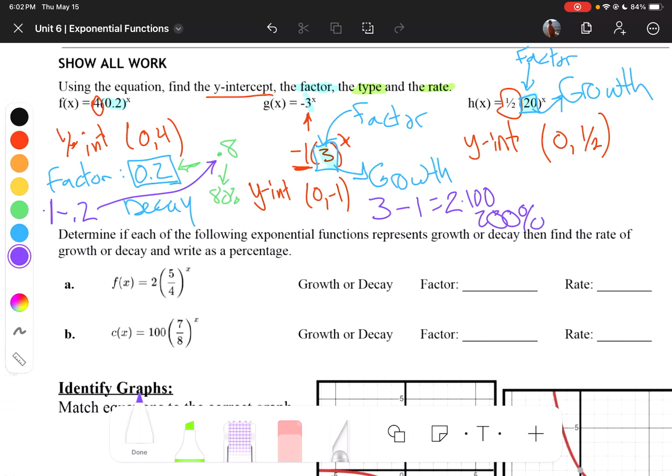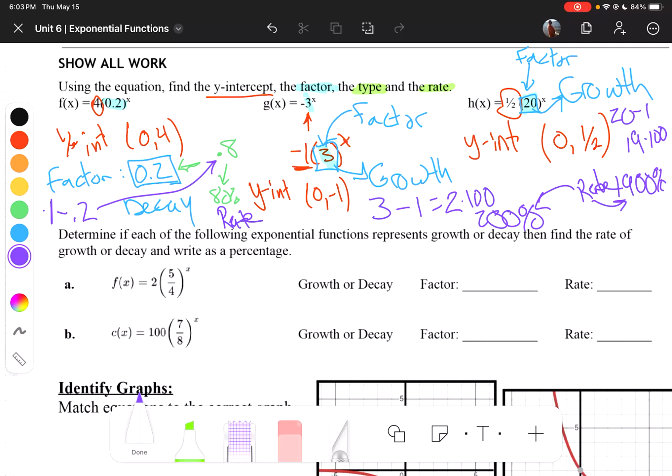Okay? Yes, it's possible to have 200% growth. Wait till you see this next one. Since this is over, I'm going to take the factor, subtract 1, and I'm going to get 19. I have to multiply that by 100, and I'm going to get 1,900% growth. Okay, so this is the rate. So the rate will always be written as a percent, and we get it by asking ourselves how far away from 0 or how far away from 1 is our factor.